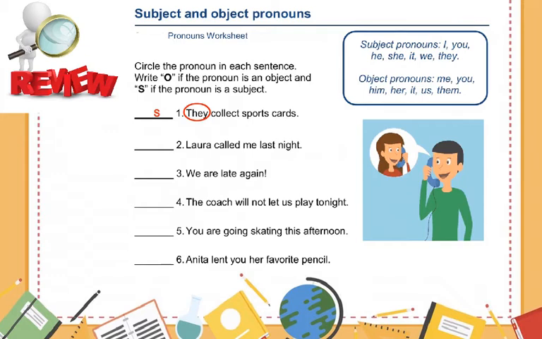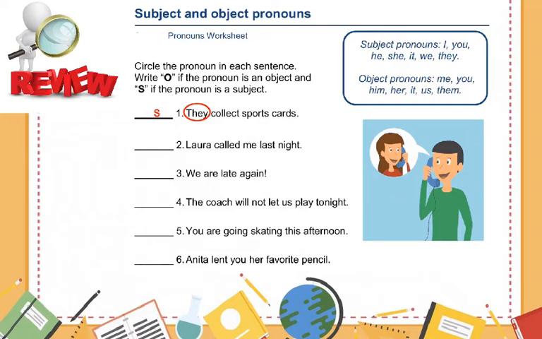In our last class, we focused on subject and object pronouns. So let's review today what we learned in our last class. It says, circle the pronoun in each sentence. Write O if the pronoun is an object, and write S if the pronoun is a subject. They already did number 1 for you. It says they collect sports cards. They is a subject pronoun. Remember, if it goes at the beginning and before the verb, it's a subject.